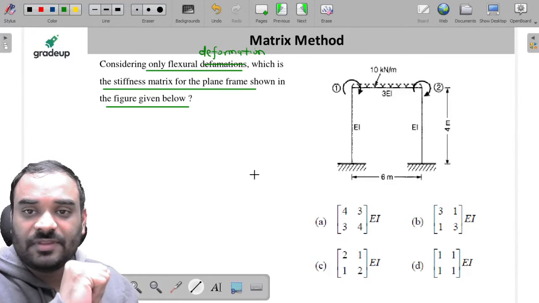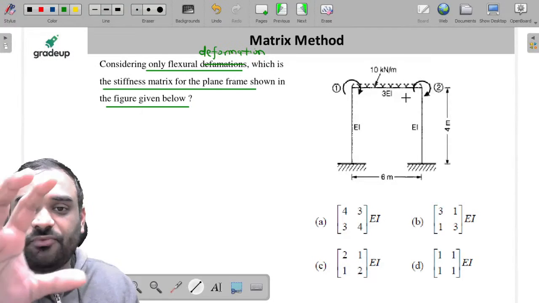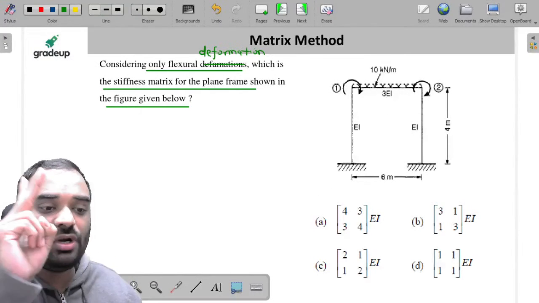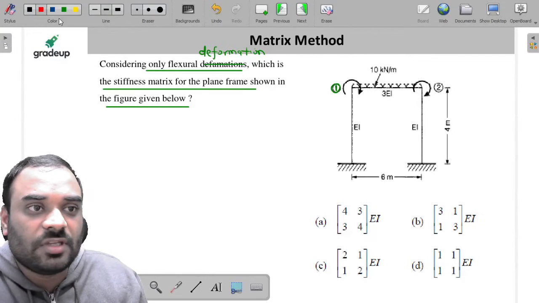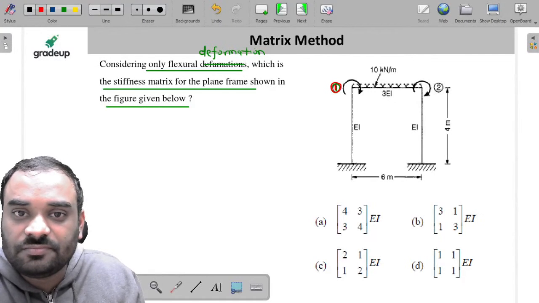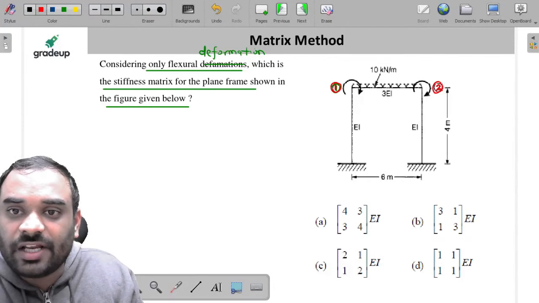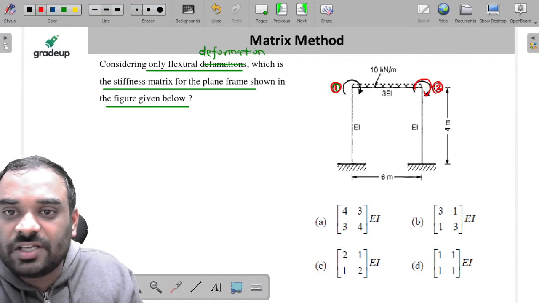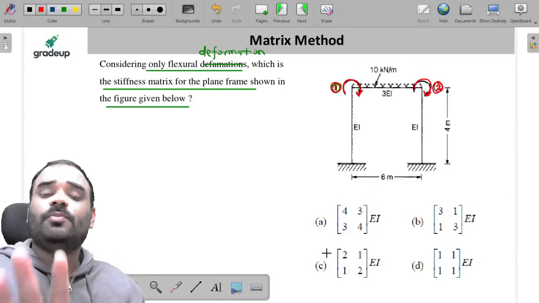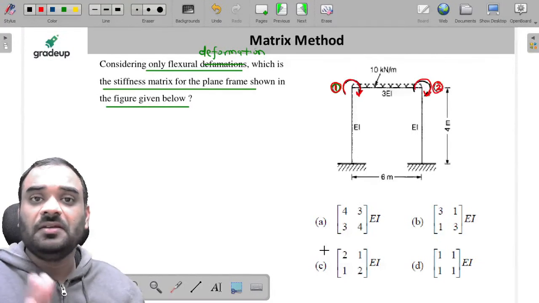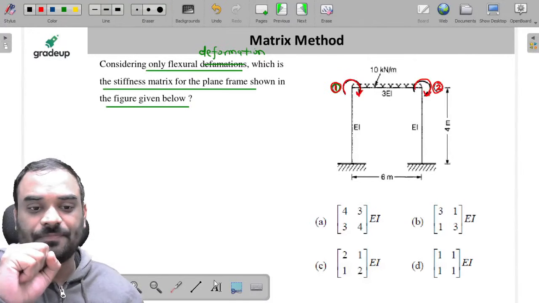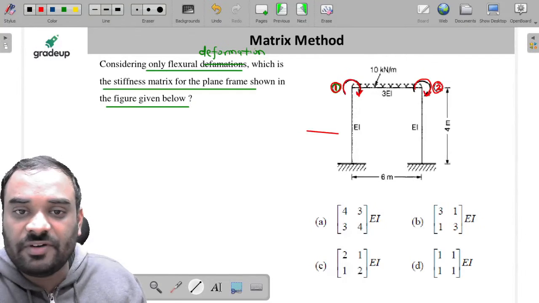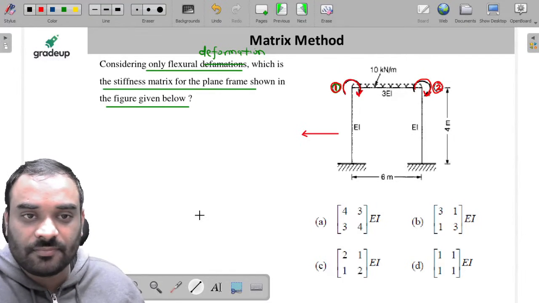So my dear friends, this is the figure, which is nothing but a frame, and there are two directions. This one is direction 1, and this one is direction 2. Okay, sir. So just try to draw the principal structure of this given structure. Let me draw it, my dear friends. It is to be like this.